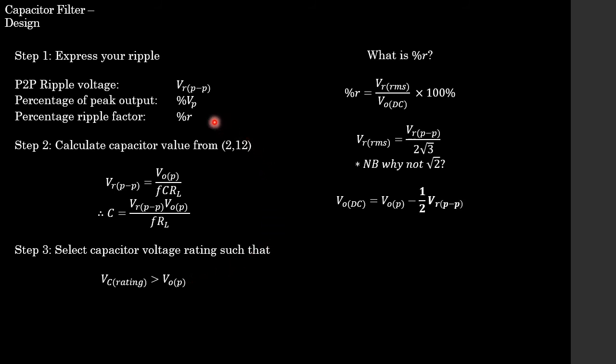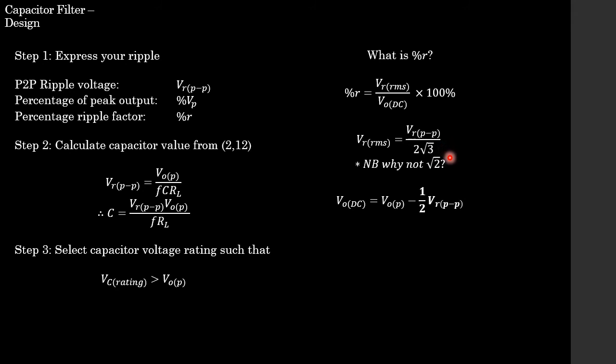Now looking a bit closer at our percentage ripple, what exactly is percentage ripple? Well students, percentage ripple is simply given by this expression, which is our ripple RMS divided by our output DC voltage multiplied by 100%. And if we are to calculate our ripple voltage RMS, that's this expression over here, which is simply our peak to peak ripple value divided by 2 root 3. Now students, why is it that we are not multiplying it by 2 root 2? Because if we have a sinusoidal wave, we know that we take our peak to peak and divide it by 2 root 2 to get our RMS voltage.